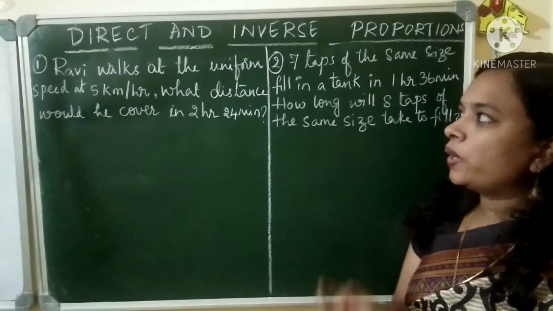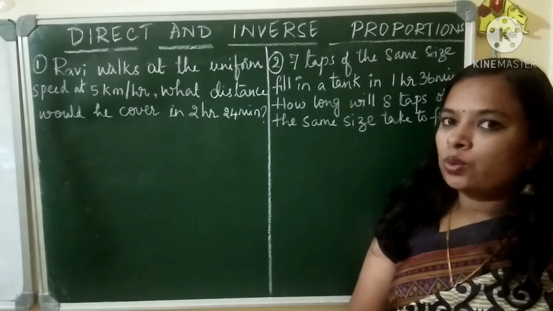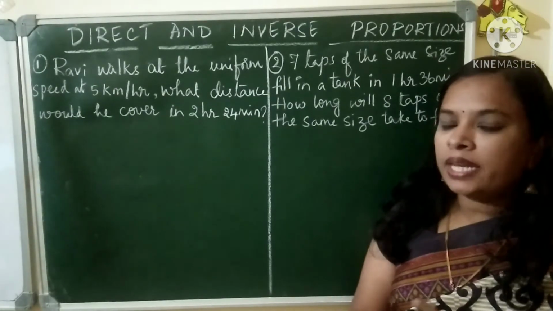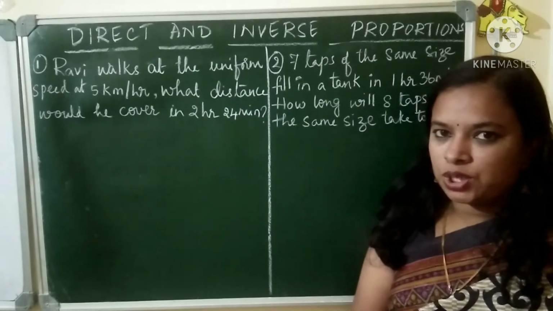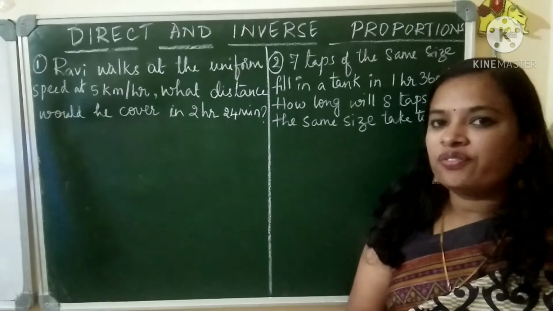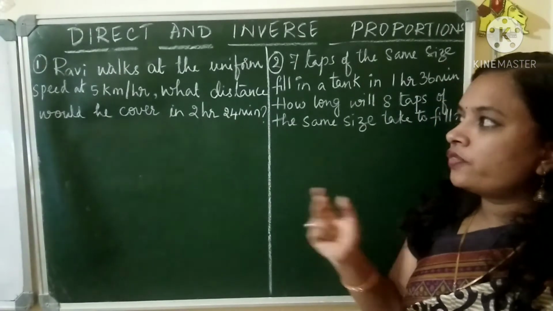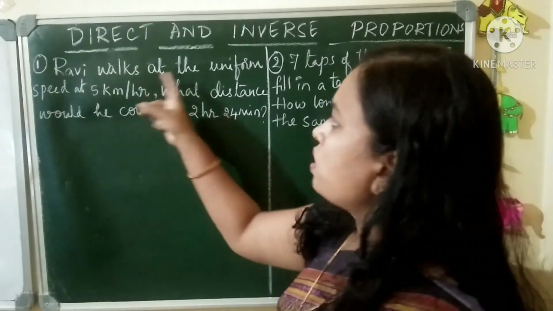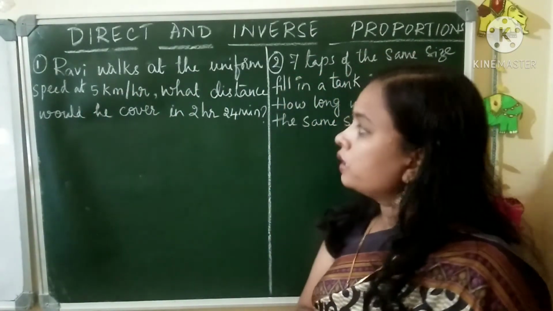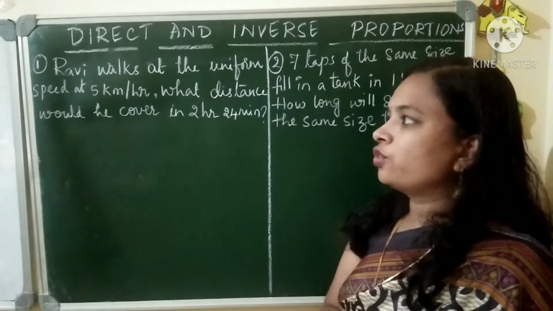Here you have 2 examples. I will just make you understand how to check whether the given questions are in direct proportion or inverse proportion. So first thing you need to remember is to identify which quantities we are going to consider. When you read the first question: Ravi walks at a uniform speed of 5 km per hour. What distance would he cover in 2 hours and 24 minutes?